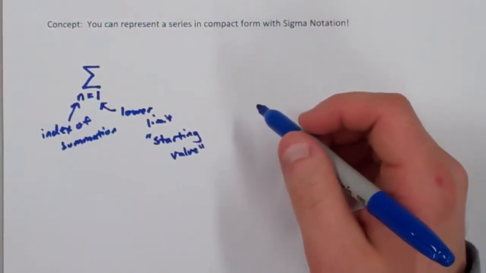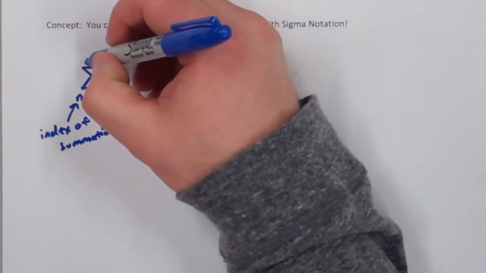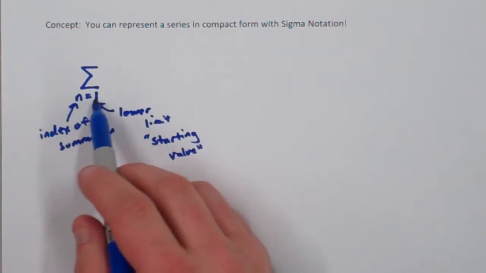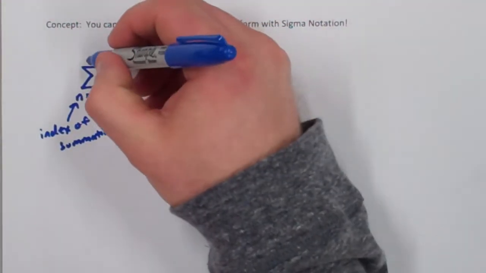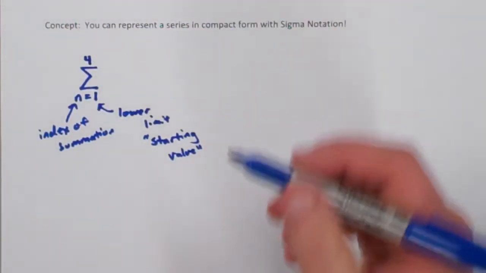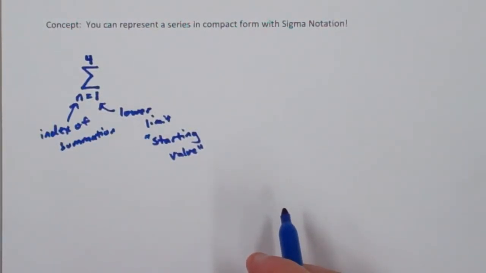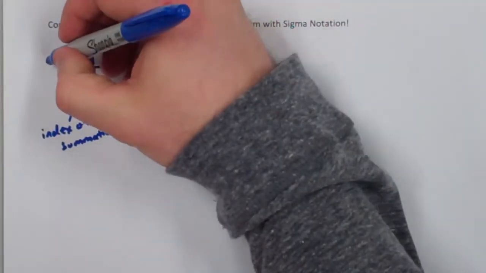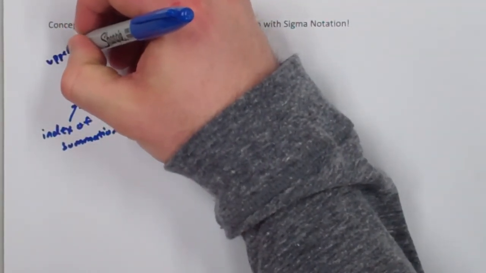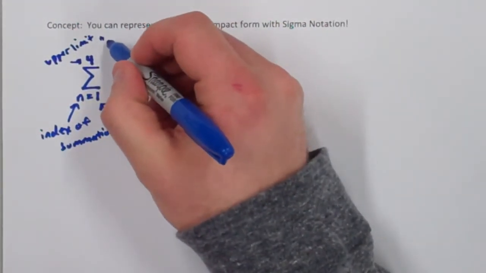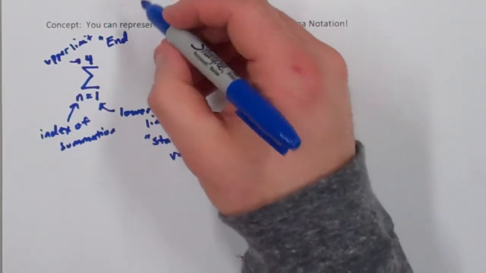We need to know the upper limit, or when you stop, and so that number goes up here. We don't have to write the index of summation twice. It only appears on the bottom in sigma notation, but we just need to write some integer up here that has to be bigger than the lower limit, and we'll call that the upper limit. The upper limit is like your ending value.